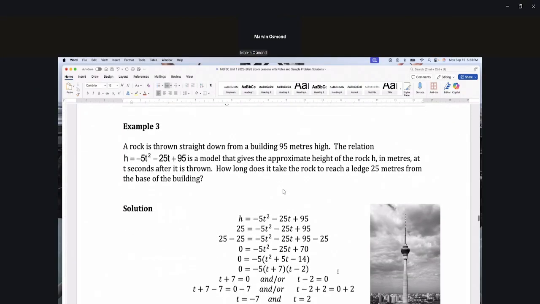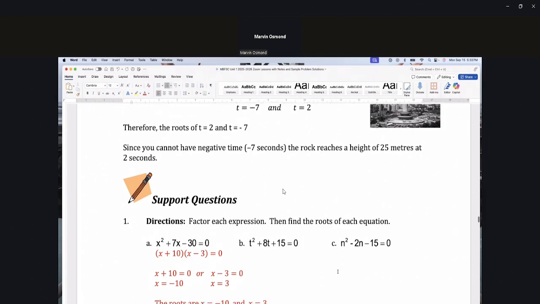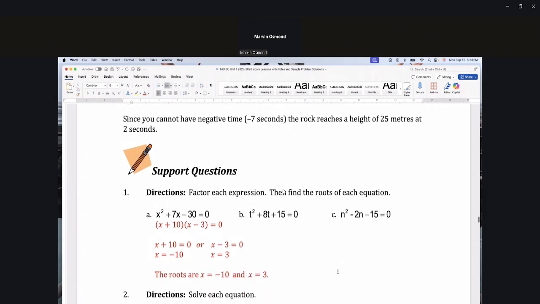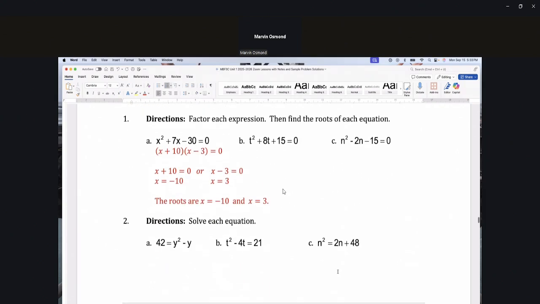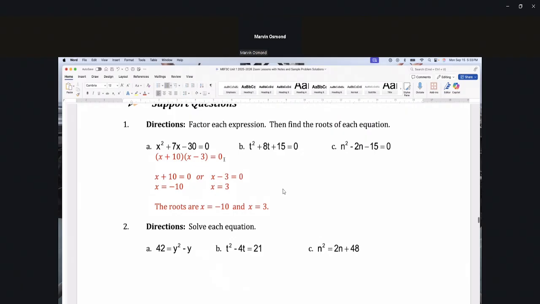And that's going to be it for this particular, actually, not quite yet. We're almost finished the lesson. So I'm going to do a couple more examples of factoring. The one on the screen, x squared plus 7x minus 30 equals 0, is right from the support questions in your module. I'm just doing this one to show you how I want you to do them. And this would be the solution. So I want you to do it just like this.